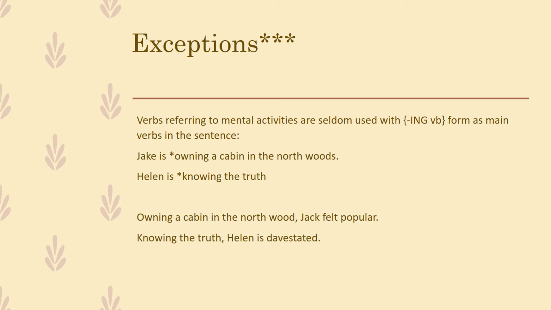I cannot say Jack is owning a cabin. I must say Jack owns a cabin. I cannot say Helen is knowing the truth. I must say Helen knows the truth. But how do I use them? In subjectless verbal. For example, owning a cabin in the Northwood, Jack felt popular. Knowing the truth, Helen is devastated, etc. So these verbs that are not used in the ing present participle are used in certain cases, which is subjectless verbal only.